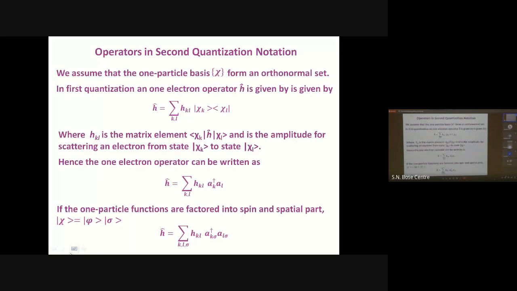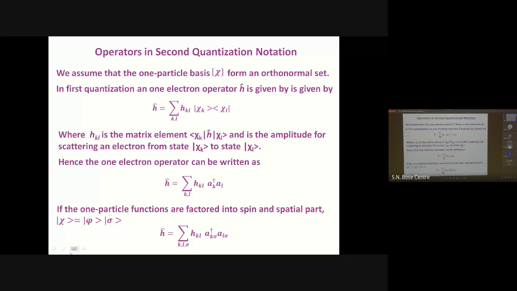Okay, let us see how we can represent operators. If you want to represent operators in the second quantization, if I look at a one electron operator in a basis of orbitals chi, then I can actually write H in terms of h_kl. h_kl are the matrix elements involving these orbitals, chi_k and chi_l. So this is a general form of an operator, because what it does is to scatter a state from a state l to a state k. So this is the Hamiltonian operator in first quantization notation.